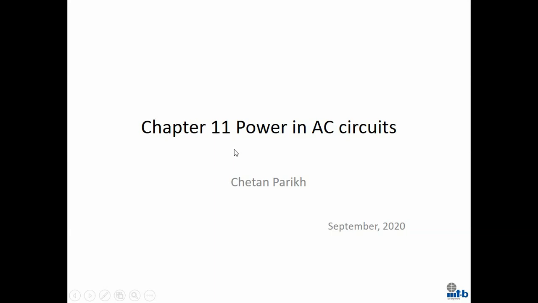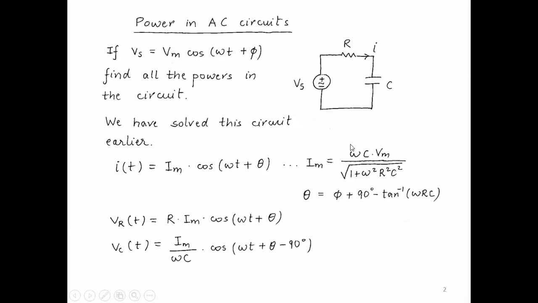Alright, so this is chapter 11. We'll discuss power in AC circuits in this lecture. So let us say we have this very simple circuit with Vs equal to Vm cos(omega t plus phi), and we are asked to find all the powers delivered and consumed in this circuit. So there is a voltage source, resistor, and capacitor, so powers in each of them.